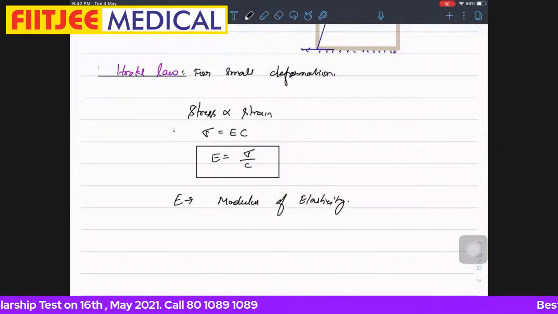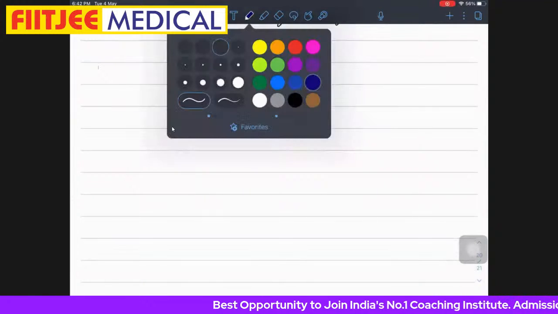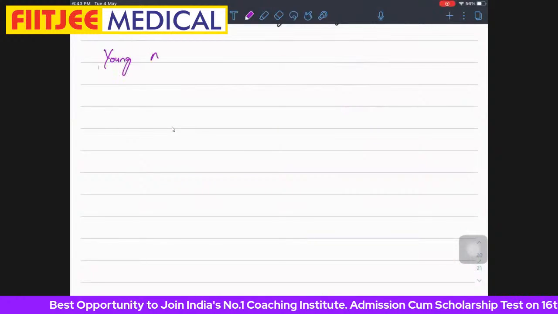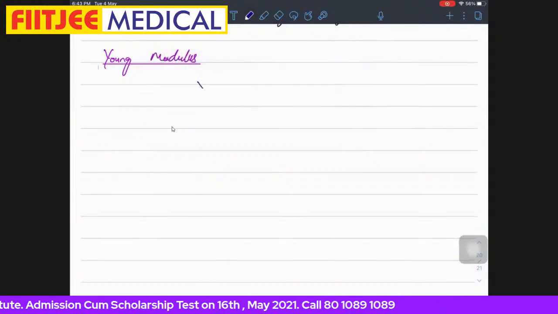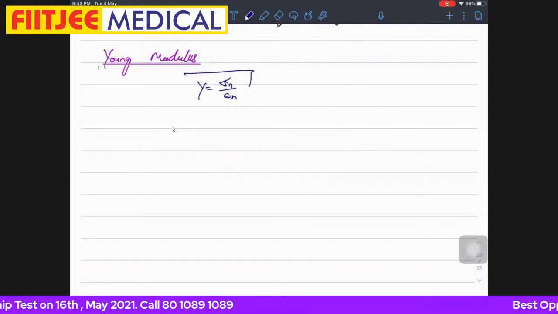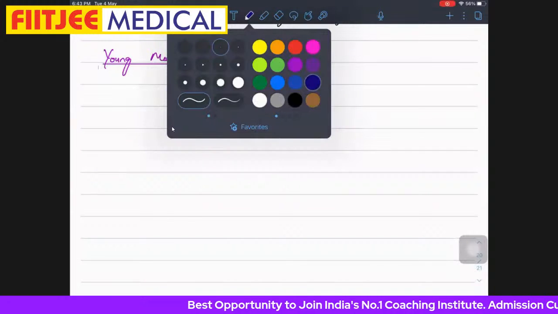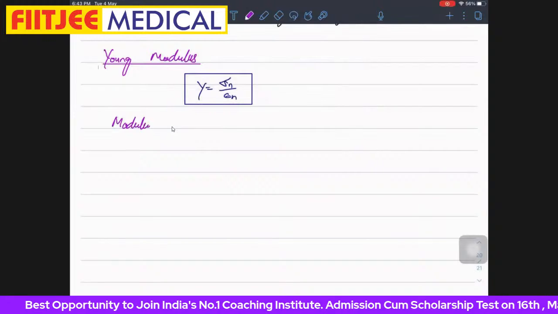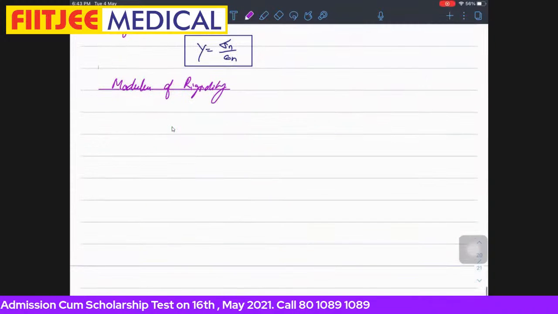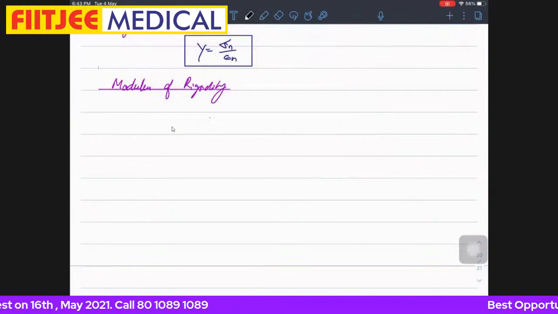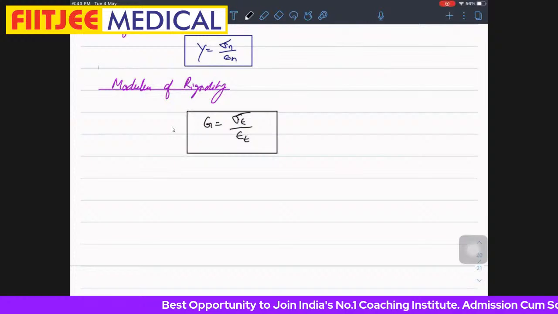So based on this relation, Hooke's law, some constants have been defined, like Young modulus. It is for normal stress. So Young modulus says that it will be equal to normal stress by normal strain. Then in the same way, modulus of rigidity. This is defined as G equals sigma T by psi T, tangential stress by tangential strain.